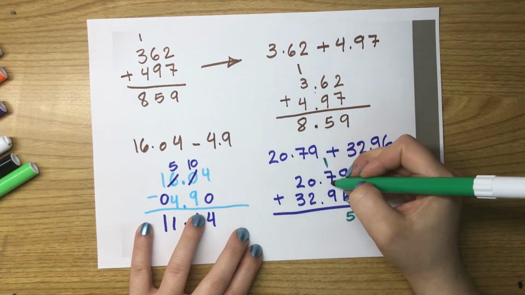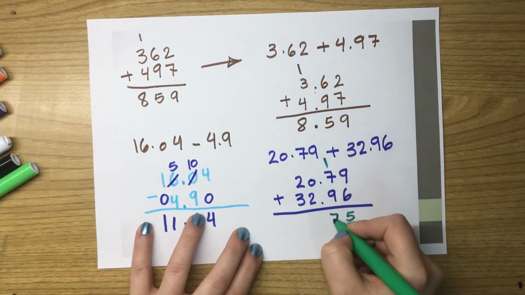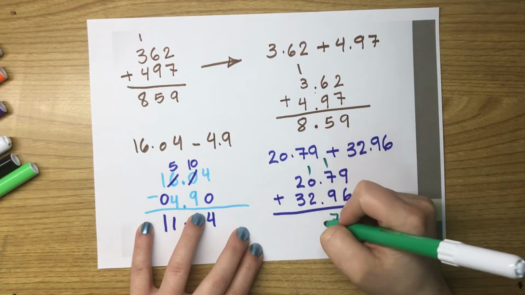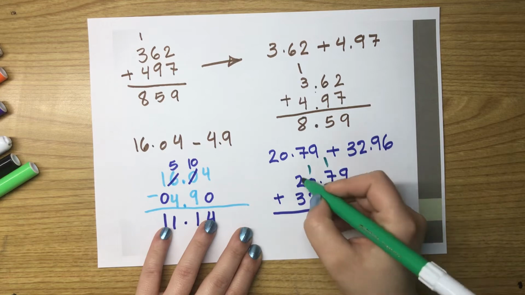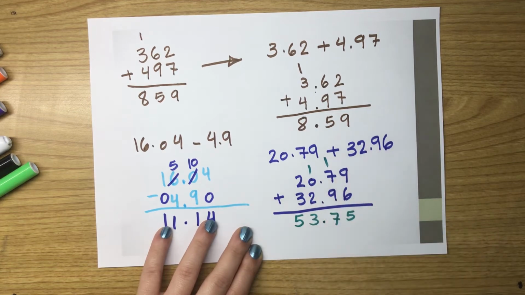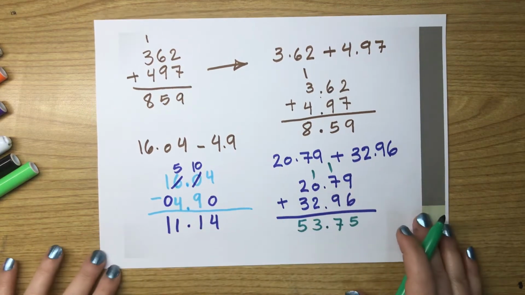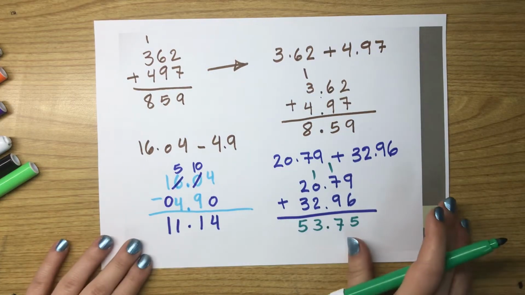1 plus 7 is 8. 8 plus 9, 17. Put the 0 down, don't forget. 1 plus 2 equals 3. 2 plus 3 equals 5. Then we are done. This is how we add and subtract decimal numbers.